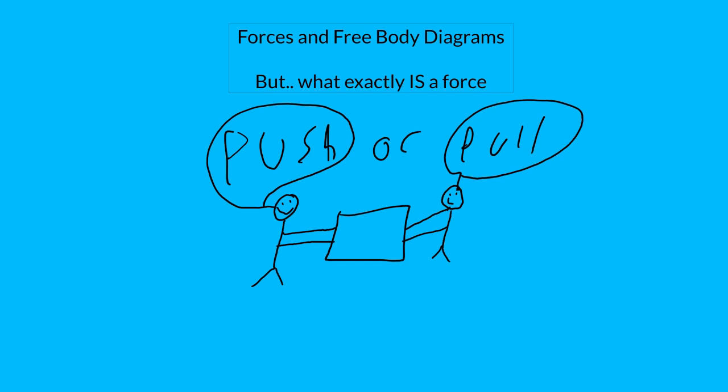So it's very important to note that we look at forces from the perspective of the object experiencing the forces. In this case, the box is experiencing the forces. So instead of saying something like Phred pushed the box and Paul pulled the box, we would say something like the box experienced a push from Phred and a pulling force from Paul.